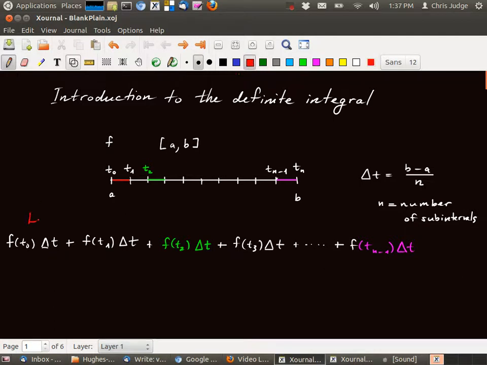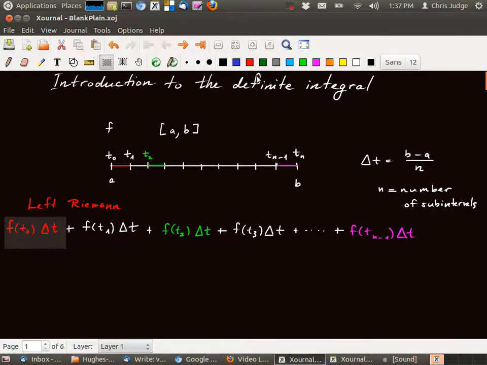And we could do something similar with the right Riemann sums. We would just use the right endpoint of each interval. We would start with f of t1, f of t2, f of t3, f of t4, all the way to, this time, the right endpoint, which is tn. So that's the left Riemann sums, and we could do similar for the right.